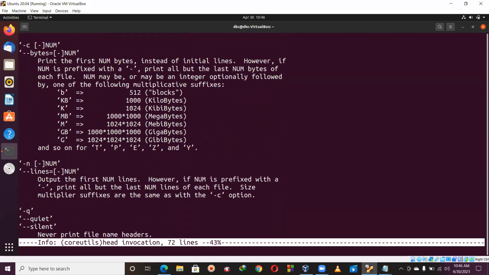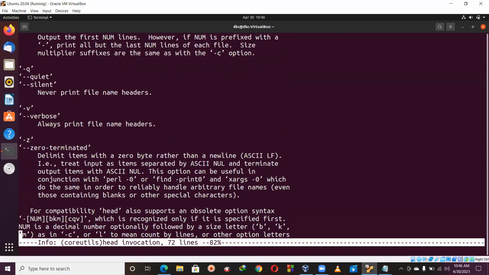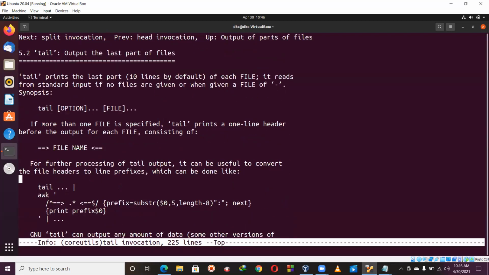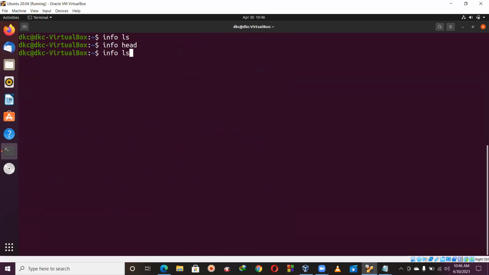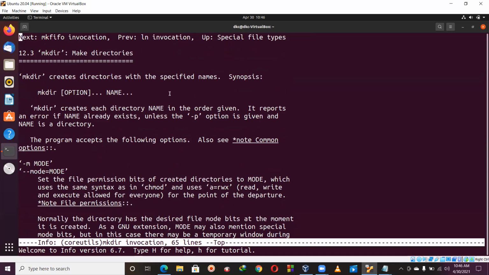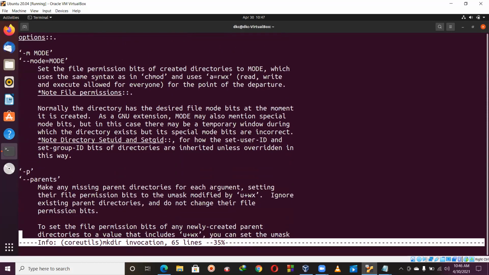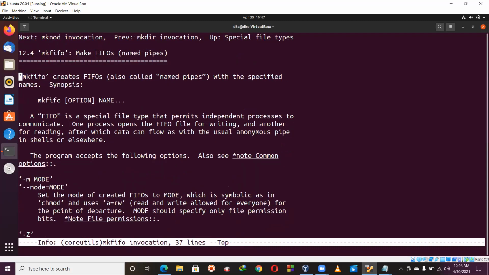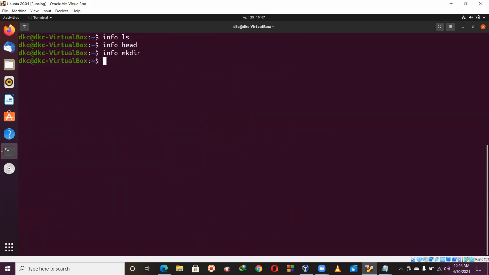So either you can use man or you can use the info command. It gives you more detail on how to use a command. Suppose I am typing info mkdir. Obviously, mkdir creates directories with the specified name. Synopsis is the syntax, this is the description, and how to use it. Below is the description. Okay, students, see here.